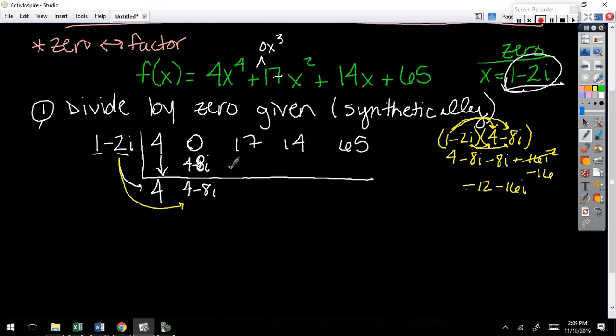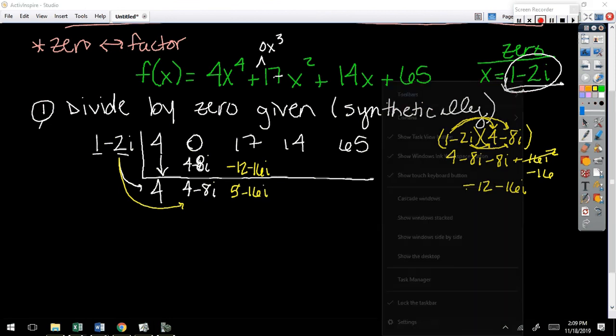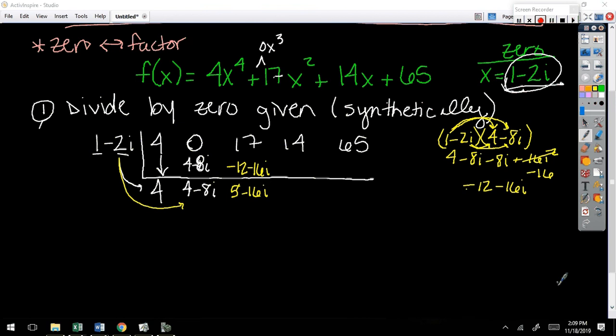Combine the real number portions here. So 17 and negative 12 is 5 minus 16i. Okay? All over again. I'm going to change my color so you can see here. 1 minus 2i times 5 minus 16i. Okay.